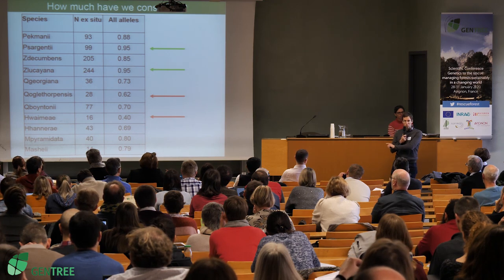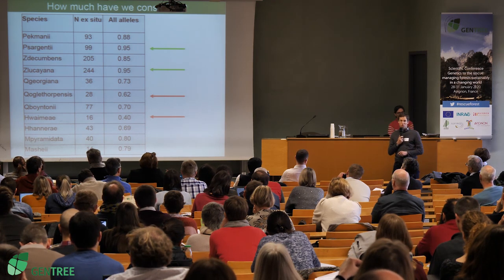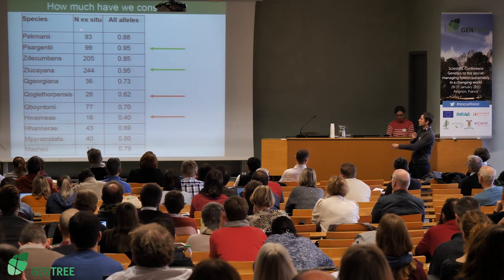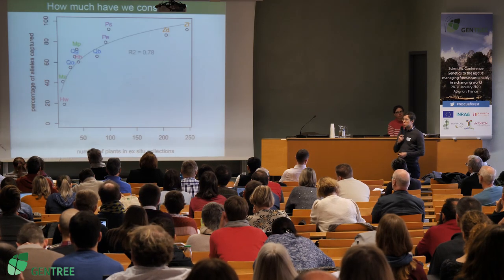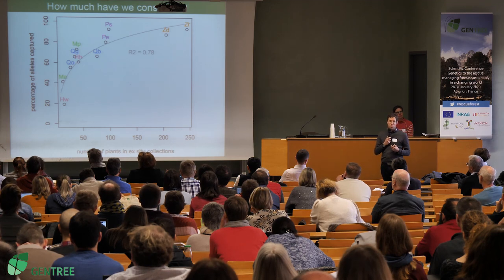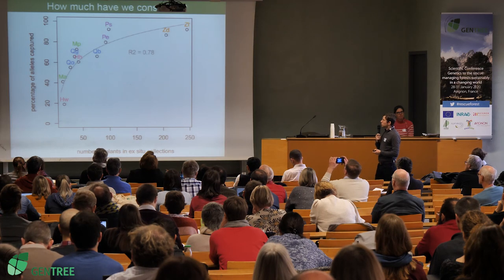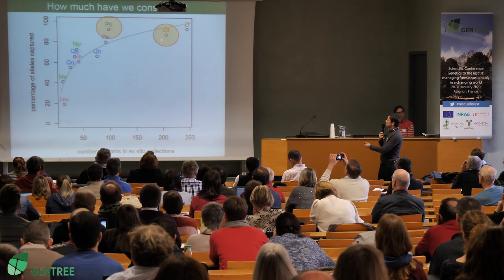So some species are doing very well, some species not well at all. If you take these two axes, number of samples and percent genetic diversity, it's a very nice relationship. The more samples, on average, you keep in botanic gardens, the more genetic diversity you get. We expect this. But I want to show you a couple of cases.